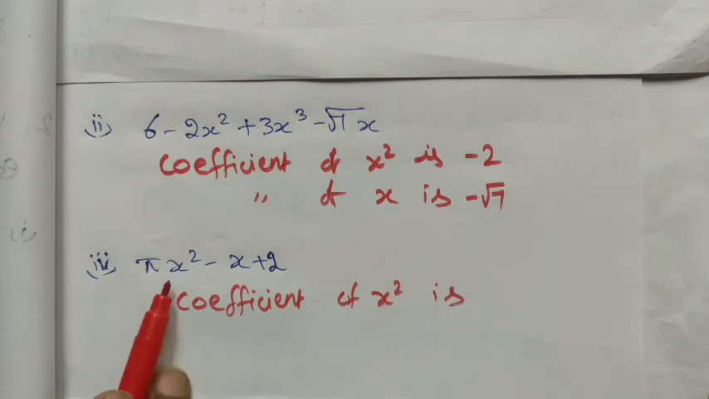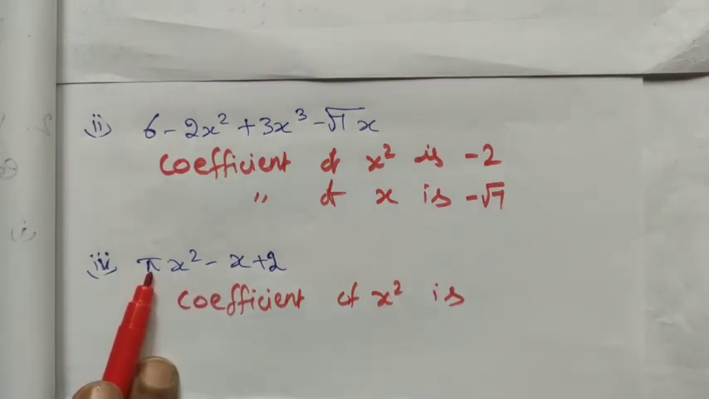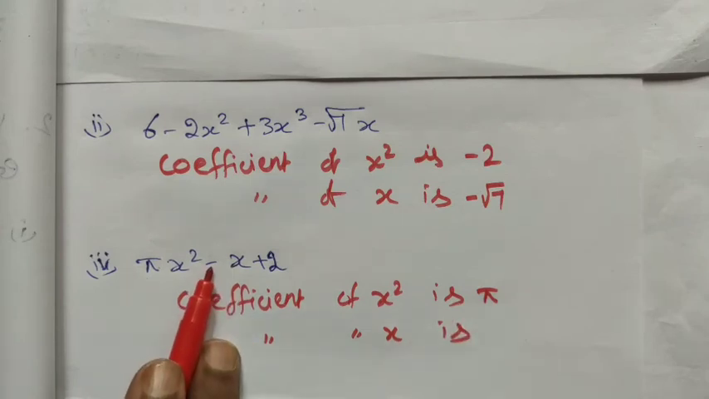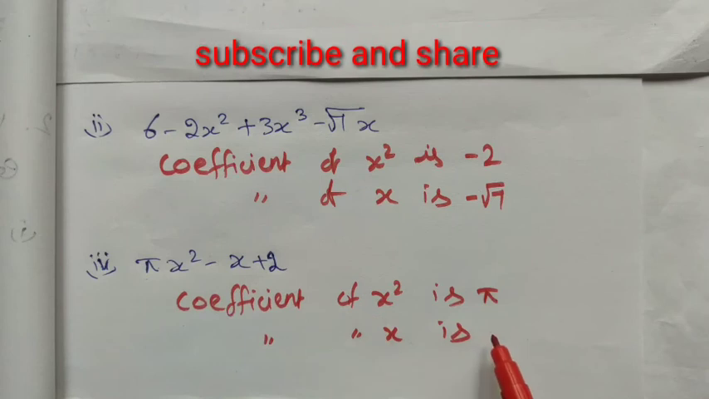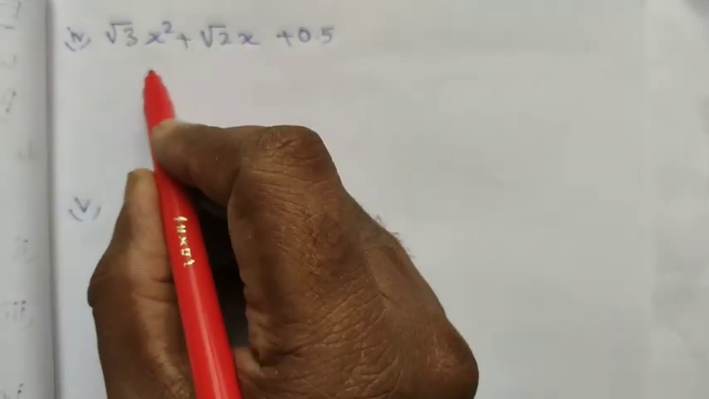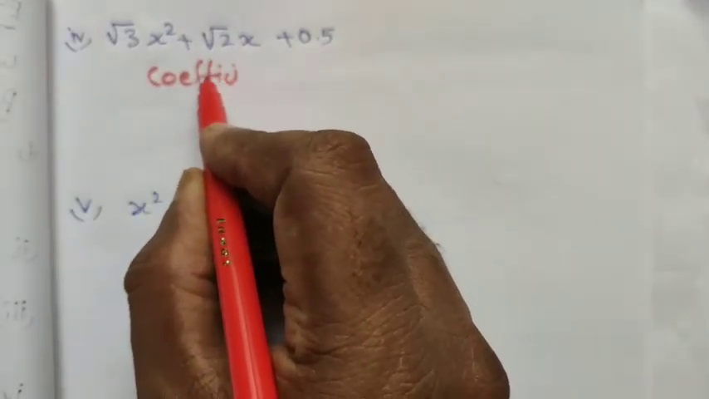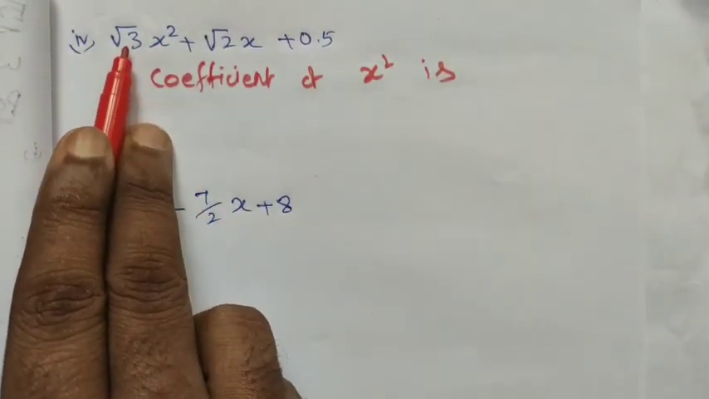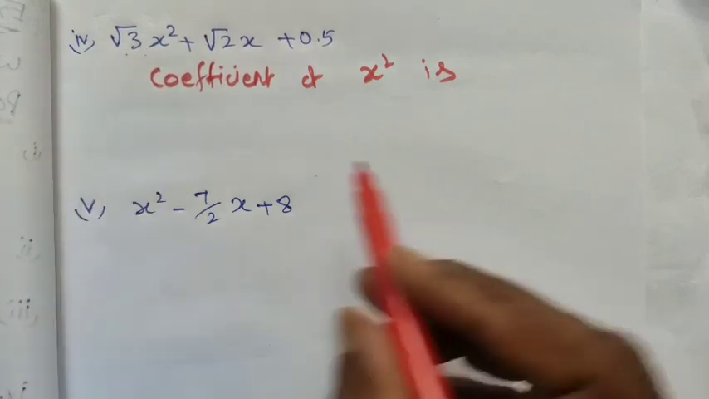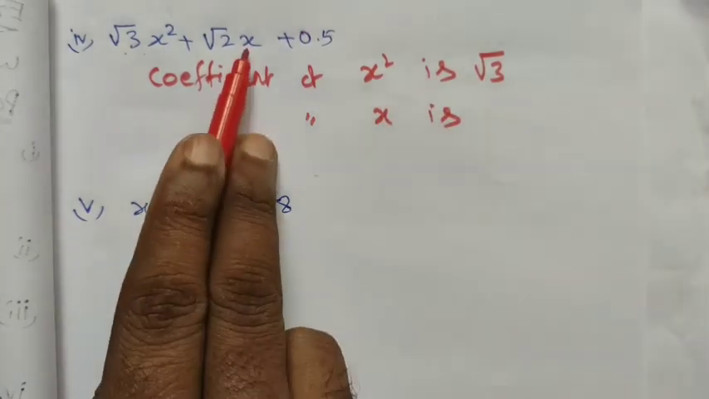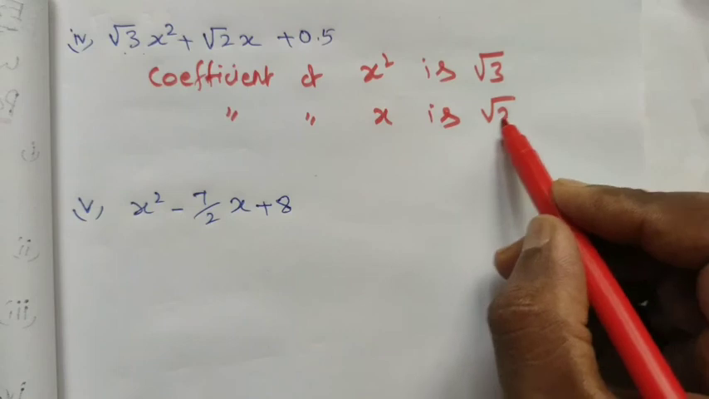And then third Roman number, coefficient of x square is, here x square is multiplied with pi, so pi is the coefficient of x square. And then the coefficient of x is, see x with, we have 1 as the coefficient of x, with a negative symbol, so minus 1 is the coefficient of x. And then fourth Roman number, the coefficient of x square is, here we have x square, root 3 is multiplied with x square, right? So root 3 is the coefficient of x square, and then the coefficient of x is root 2 with positive symbol, so root 2 is the answer.